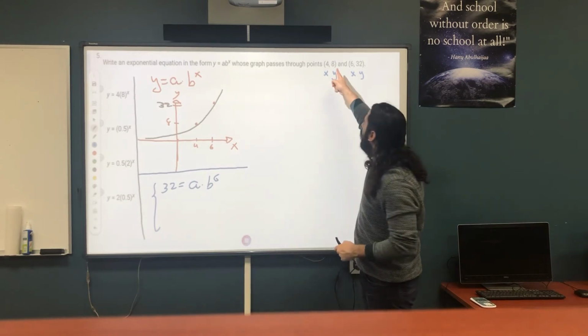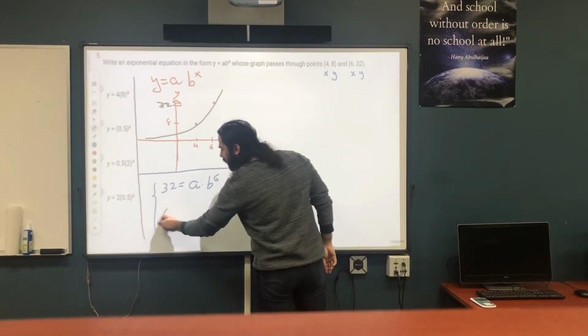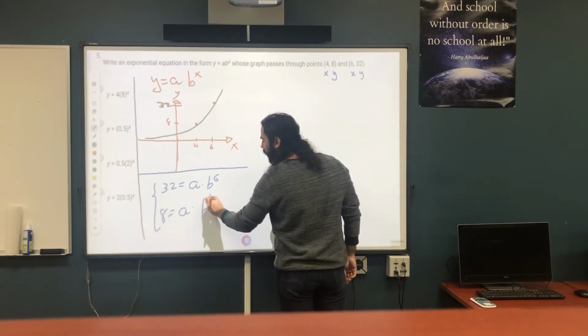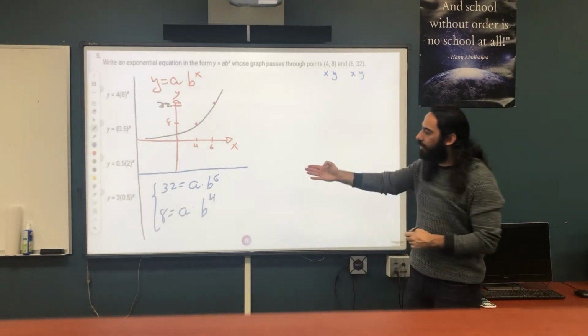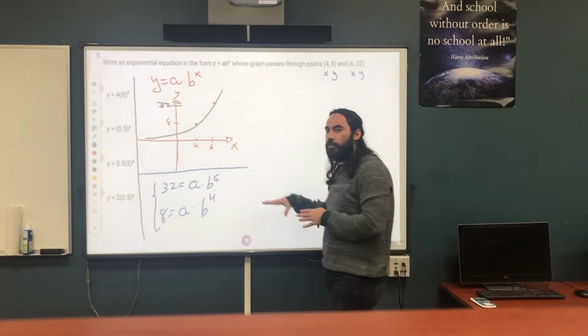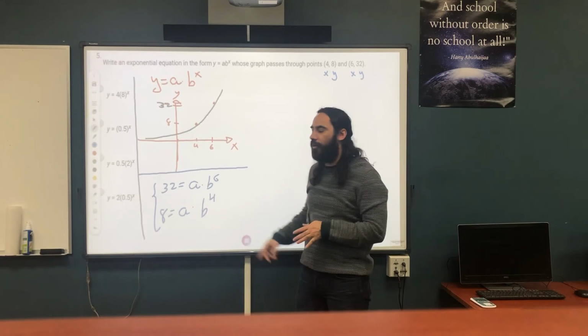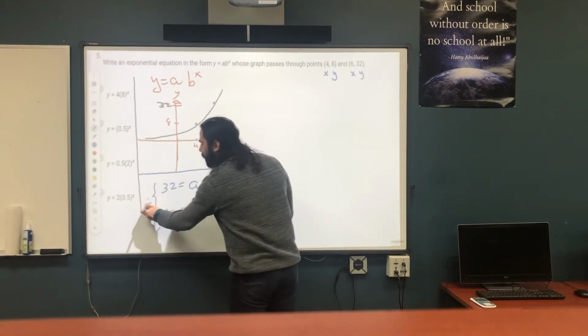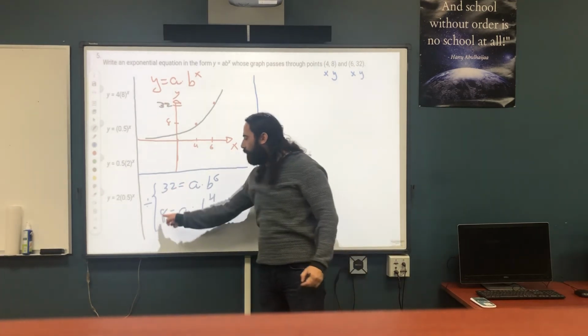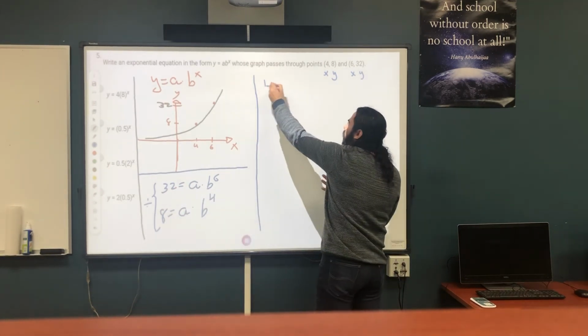The other one, y is 8. So it's going to be 8 equals a times b to the power of 4. So I have these two equations. Now I need to solve them. First, to solve them, I need to cancel out one of the variables. To cancel them out, I divide both equations. So 32 divided by 8 is going to be 4.